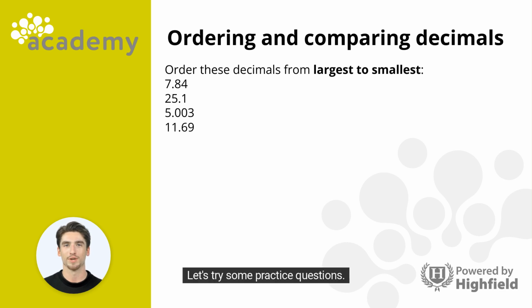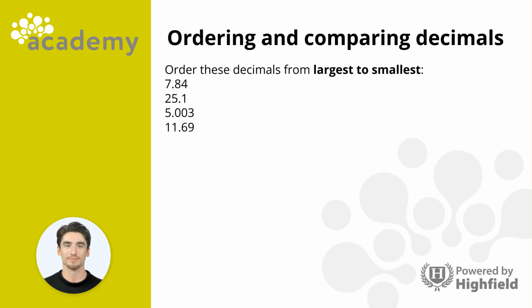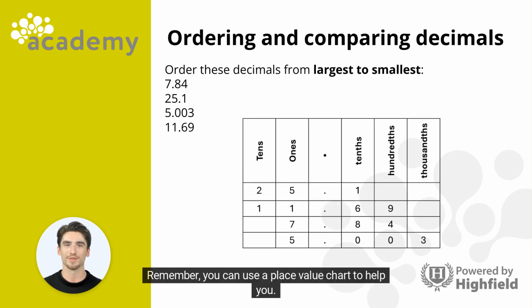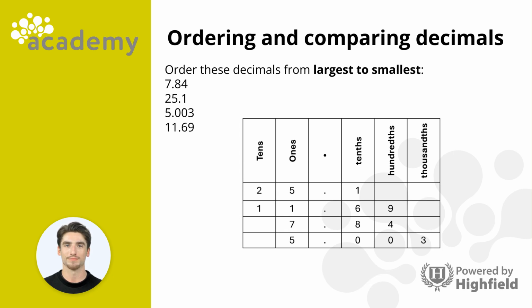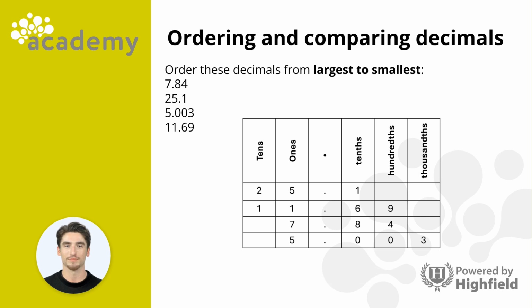Let's try some practice questions. Put the following decimals in order from largest to smallest. Pause the video while you work out the answer, then press play when you're ready to continue. Did you get it right? Remember, you can use a place value chart to help you. Pause the video while you check, then press play to continue.